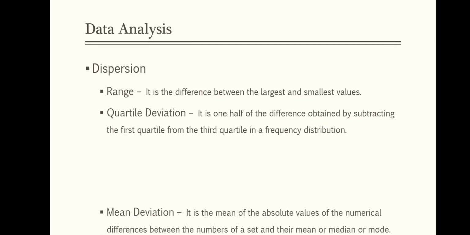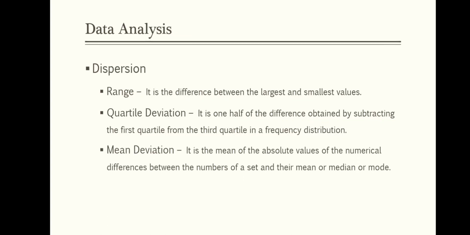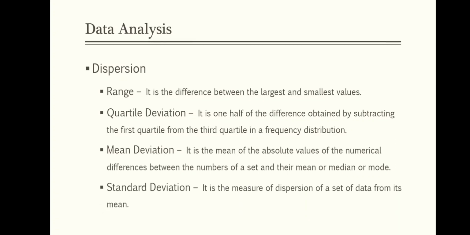frequency distribution. Mean deviation. It is the mean of the absolute values of the numerical differences between the numbers of a set and their mean or median or mode. And finally, standard deviation. It is the measure of dispersion of a set of data from its mean.